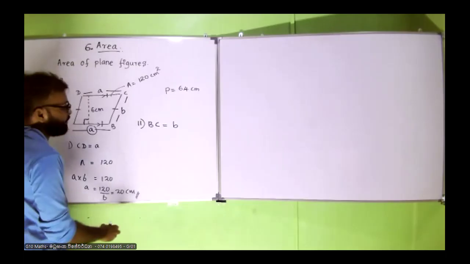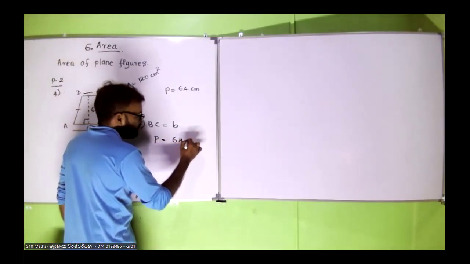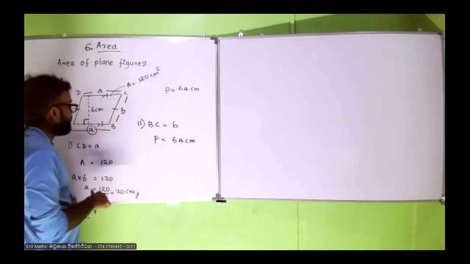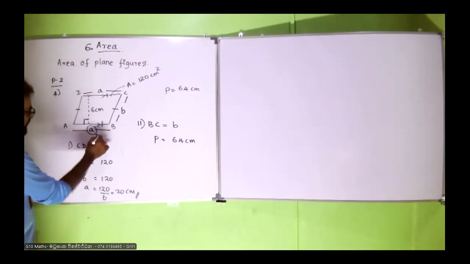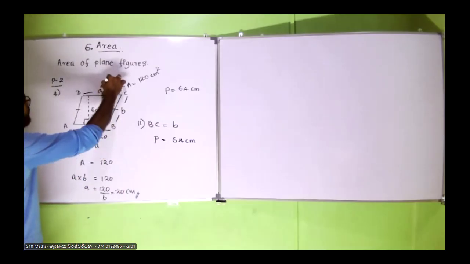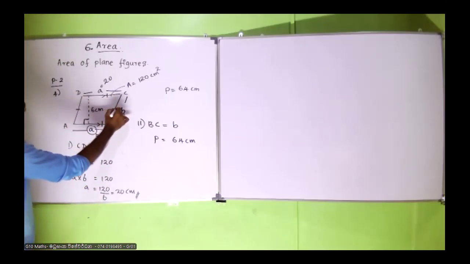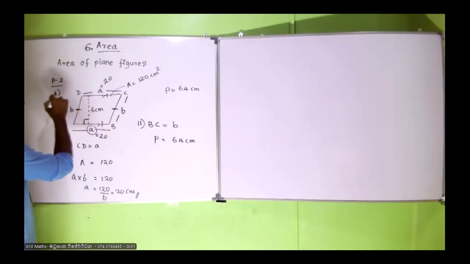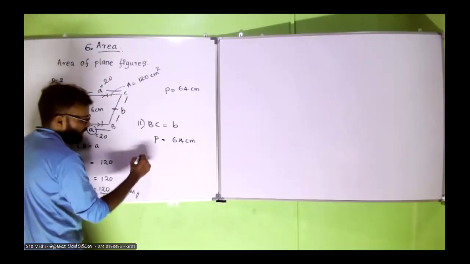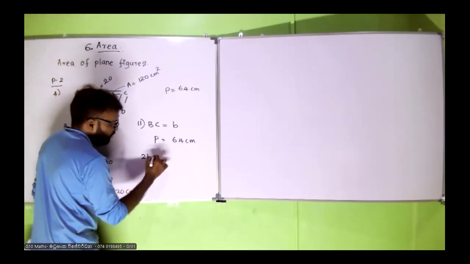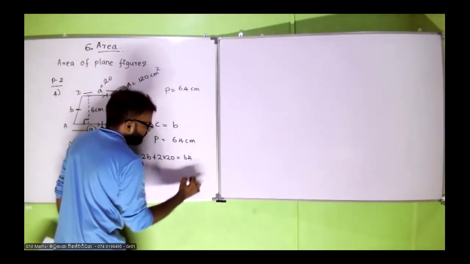So you know how to find the perimeter of a plane figure. P equals 64 centimeters. The perimeter can be written using these sides. You know the length of A, that is 20. This is also 20. And if this side equals B, this side definitely should be B. So 2 times b plus 2 times 20 equals 64.